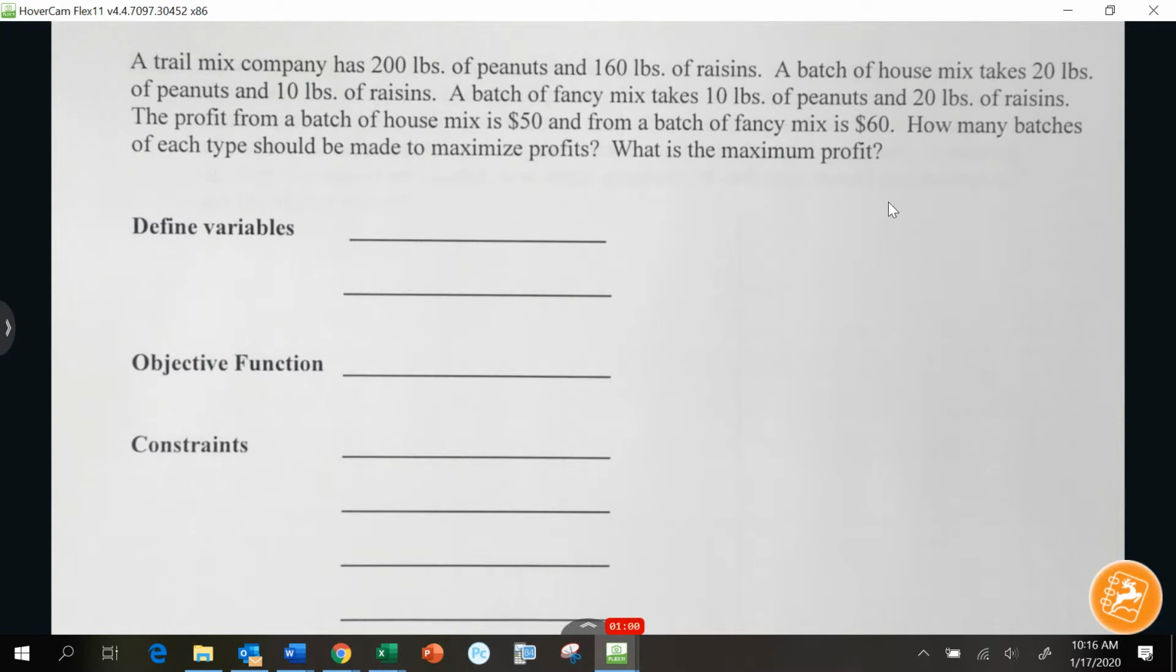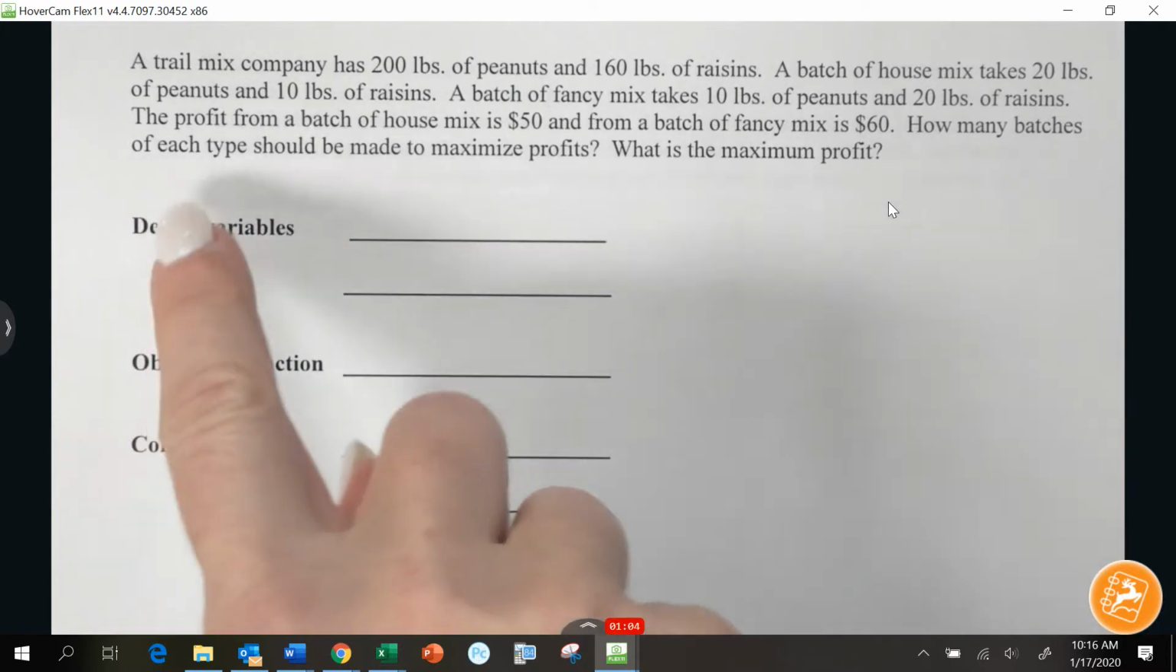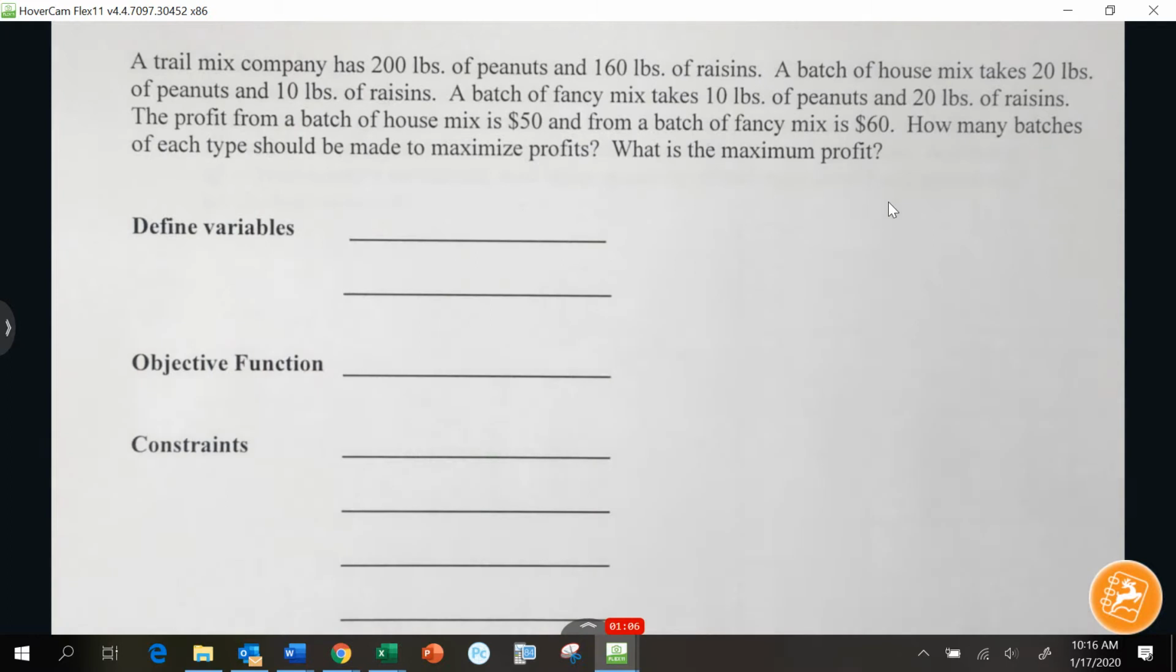What does it say to find? How many batches of each type should be made to maximize profits? What are we ultimately trying to find? Katie? Okay, when we say type, how many batches of what? Right, so our variables will be the number of batches of house mix and the number of batches of fancy mix. Those are going to be our variables.